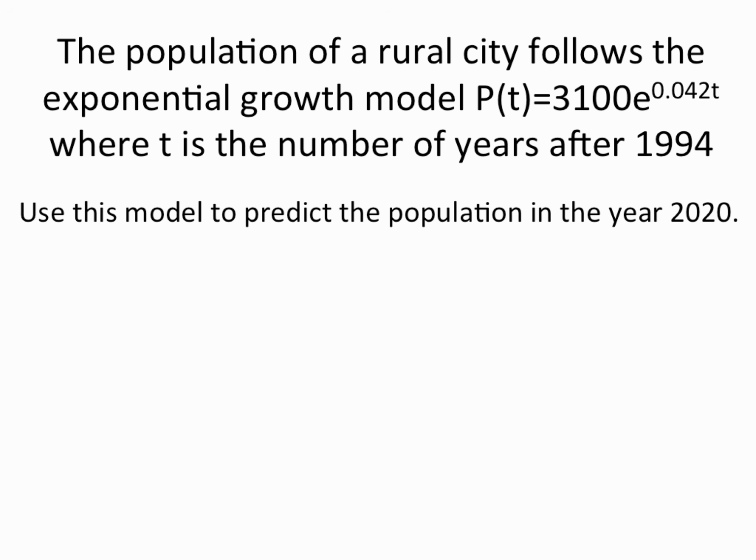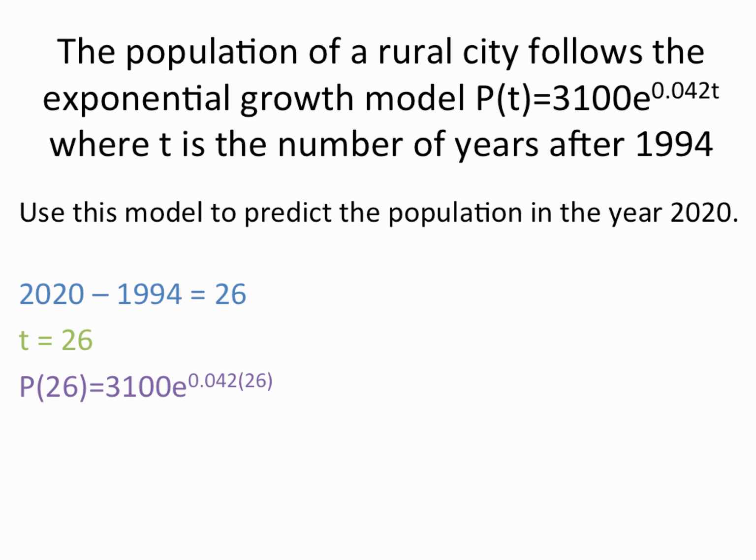Let's say we want to use the model to predict the population in the year 2020. The first thing we need to find is the value for t. 2020 minus 1994 is 26. So we're looking for the population 26 years after 1994. So our t value is 26, and we plug that into our model.